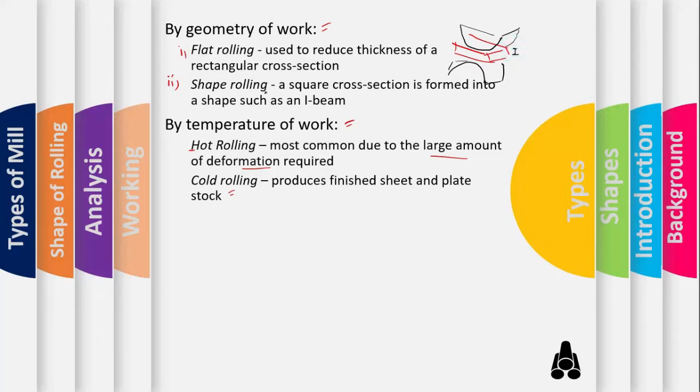While in the case of shape rolling, we can have the shapes on the rolls that are performing the rolling operation to attain the desired shape in our final part. So we can form I-beams and different kinds of beams using the shape rolling operation, and you will see how it occurs in the types of mills that are used to perform the shape rolling operation. So how does it work?